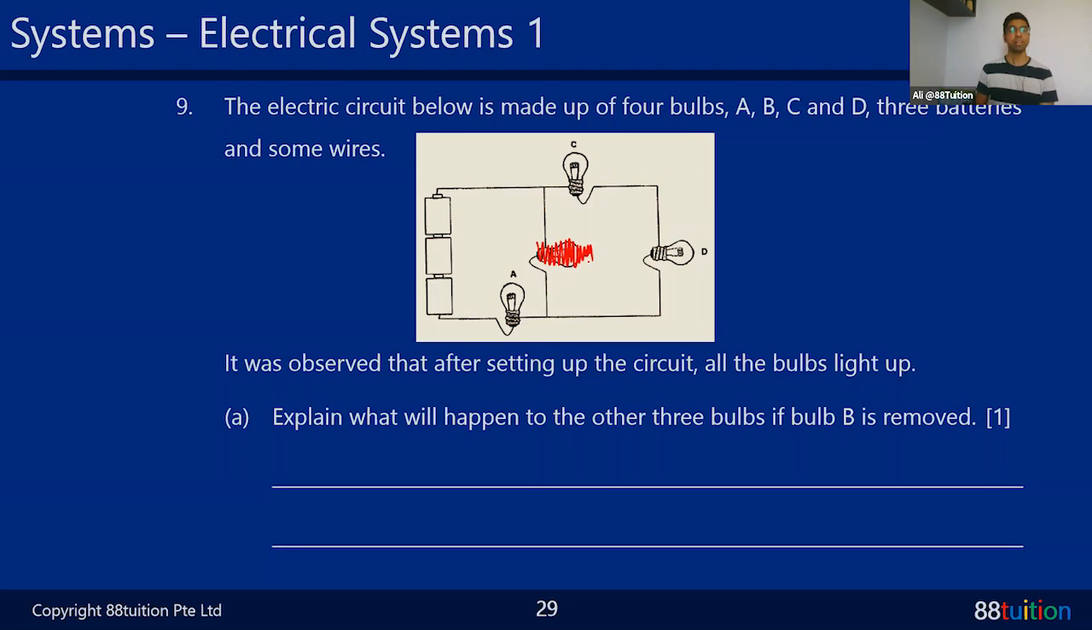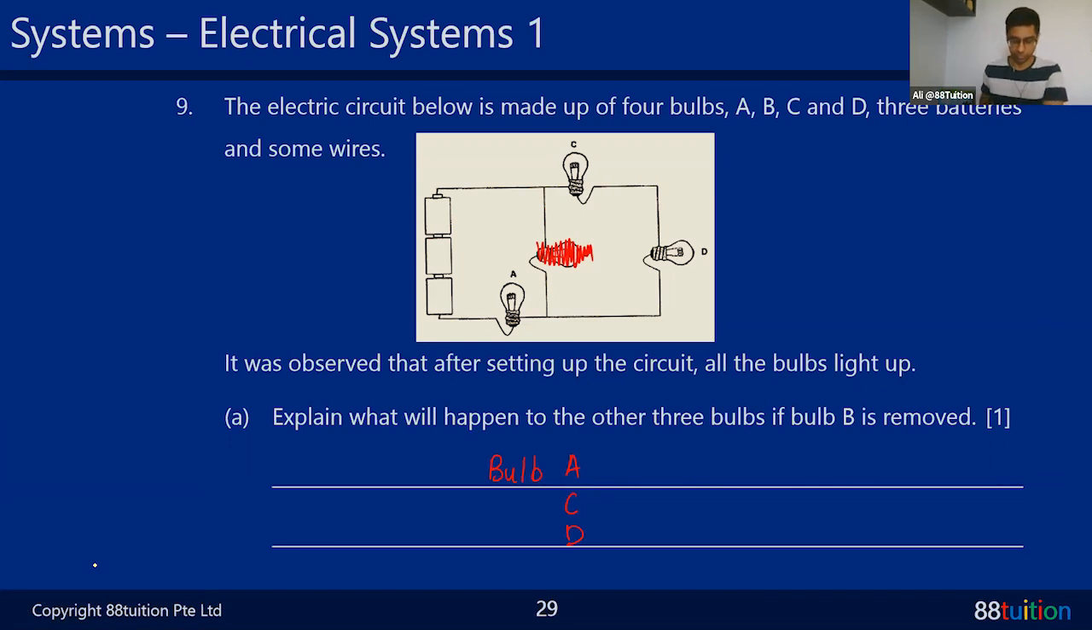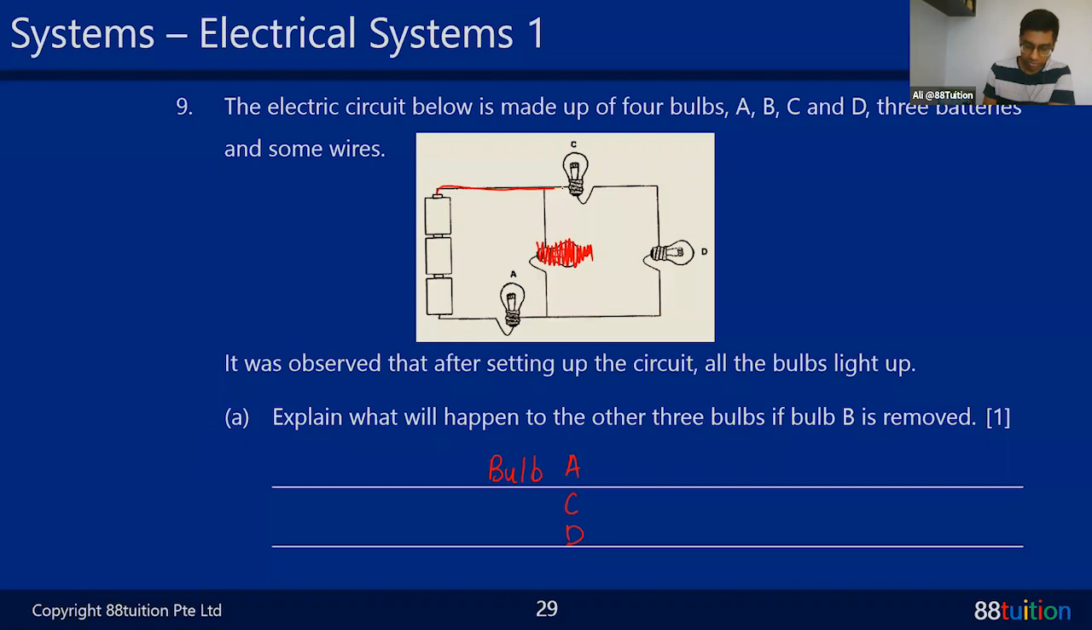So will the 3 bulbs light up? Okay, let's see. Bulb A, bulb C, and bulb D. Will they light up or not light up? Check. If B is gone, will they all light up? Let's run through the wiring to see if they are actually going through all the bulbs. Yes, current will flow. Yes, current will flow. Just follow my red line. Current will flow. It doesn't matter if B is gone, it won't go there.